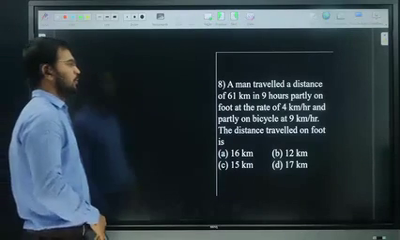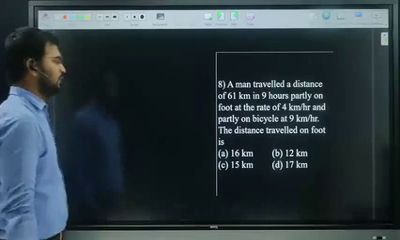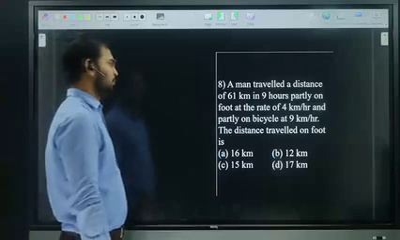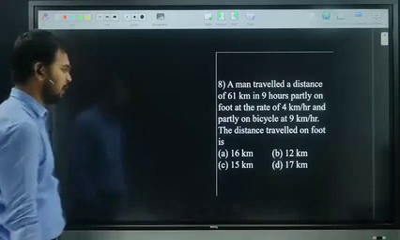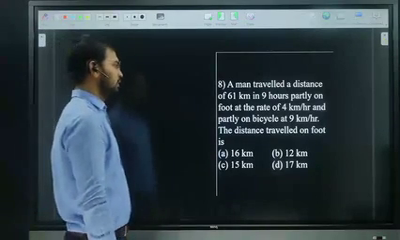Look at me, all of you. A man traveled a distance of 61 kilometers in 9 hours, partly on foot at the rate of 4 km per hour, partly on bicycle at 9 km per hour. The distance traveled on foot is dash.